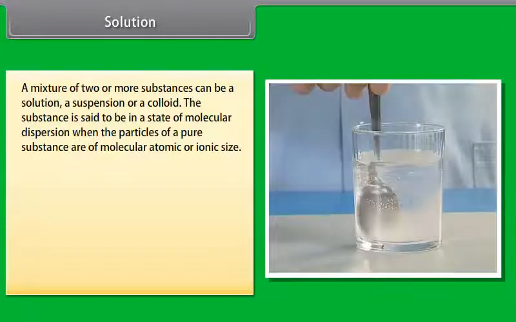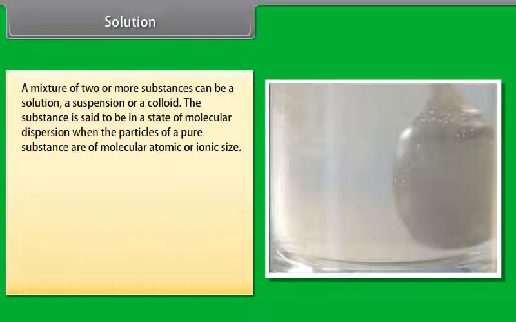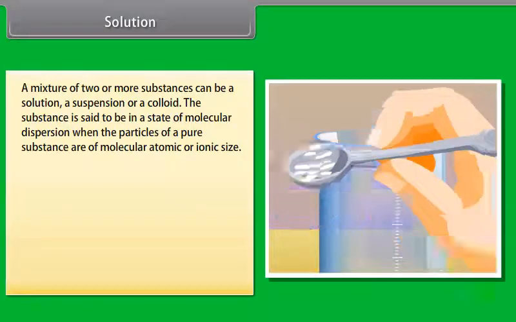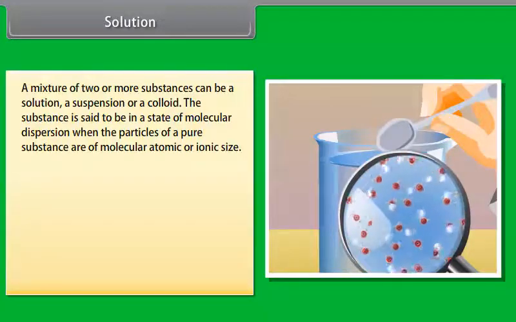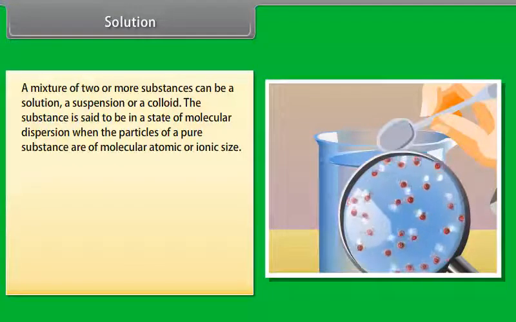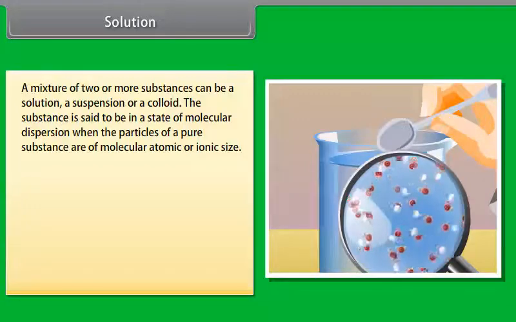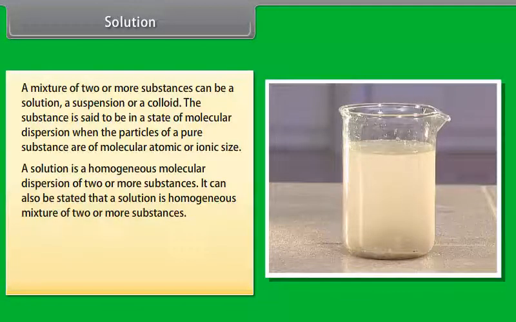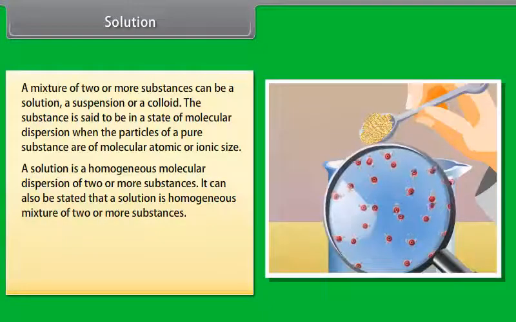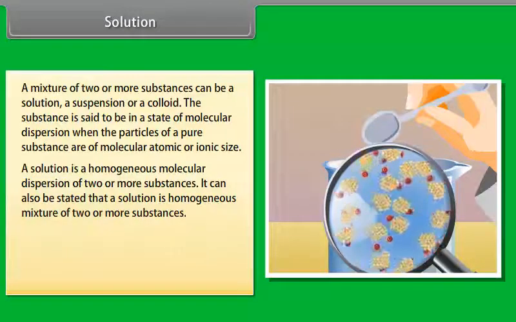Solution. A mixture of two or more substances can be a solution, a suspension, or a colloid. The substance is said to be in a state of molecular dispersion when the particles of a pure substance are of molecular, atomic, or ionic size. A solution is a homogeneous molecular dispersion of two or more substances.